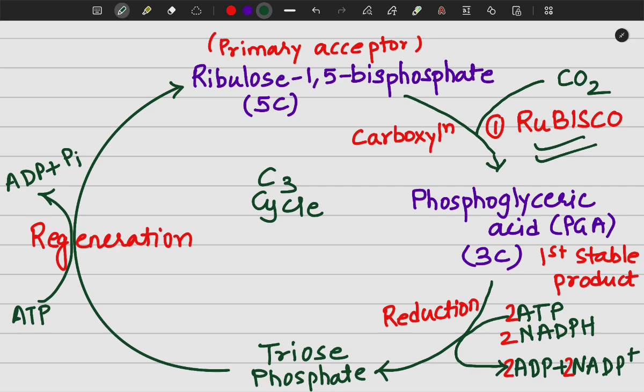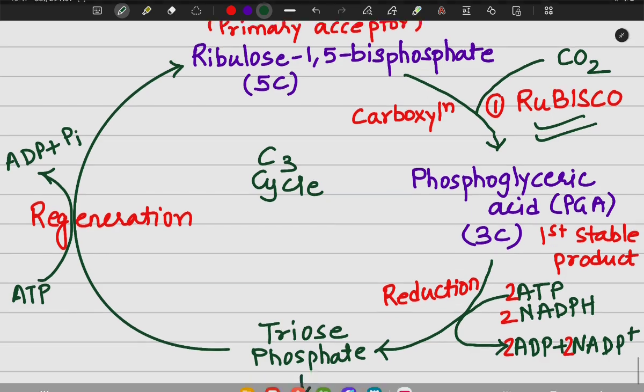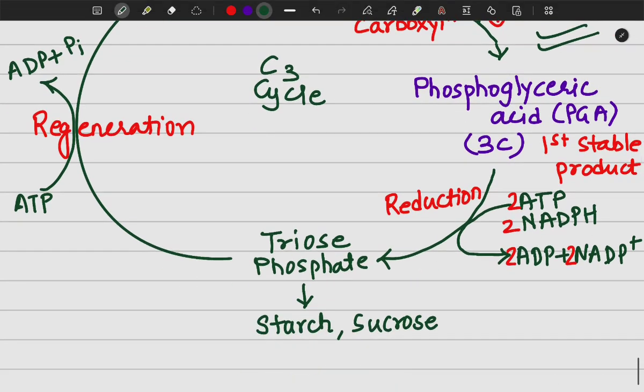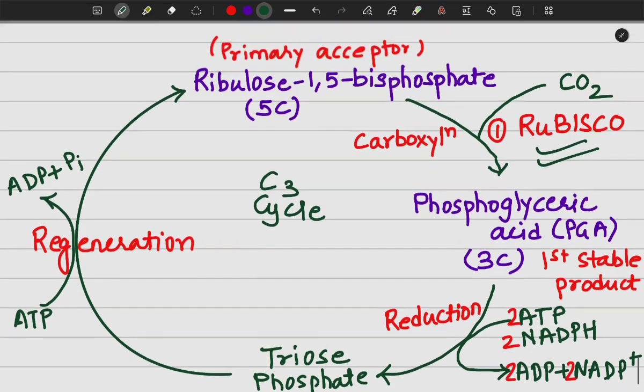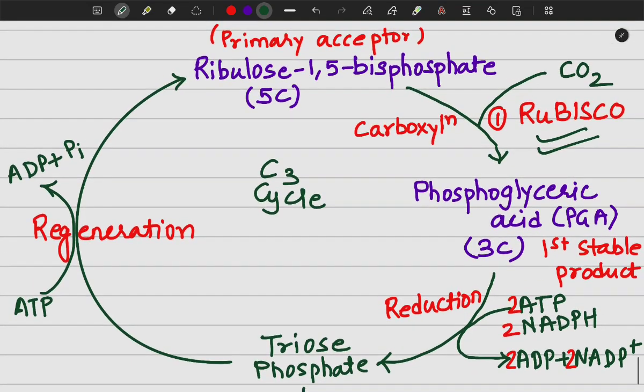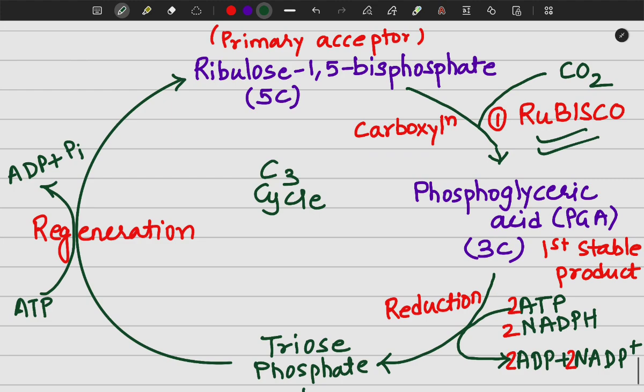After that, the first stable product is reduced, consuming 2 molecules of ATP and NADPH, which were produced in the light reaction, and triose phosphate is formed. This triose phosphate generates the starch or sucrose, or basically the carbohydrate, which is produced during the photosynthesis. Then this triose phosphate gives rise to a reaction intermediate, which ultimately, utilizing one molecule of ATP, regenerates the RUBP or ribulose 1,5-bisphosphate, and the cycle continues.